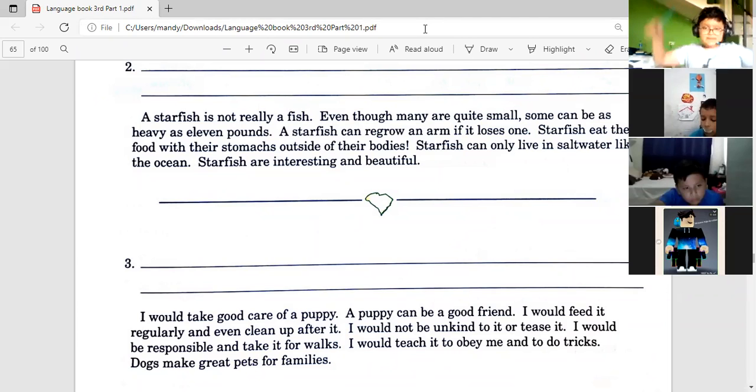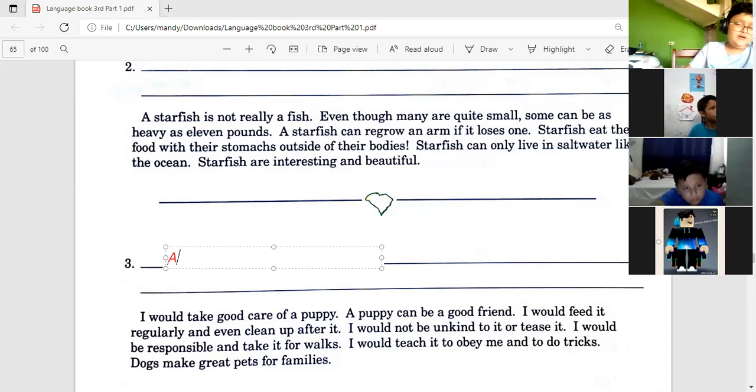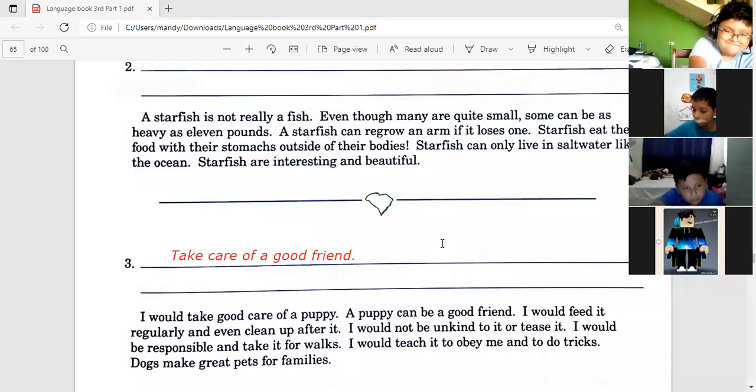Okay, Mateo Estrada. A good puppy. Okay, a good puppy, yes. I would take good care of a puppy. A puppy can be a good friend. I would feed it regularly and even clean up after it. Okay, so let's see. A good puppy, yes. Okay. Or a good friend. Okay, a good friend. Take care of a good friend. Cuidar a un buen amigo, yes. Okay, so let's see, in that case. Okay, and this one is the last topic, yeah?